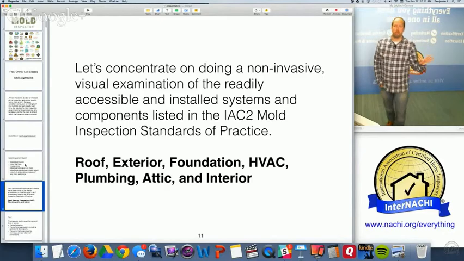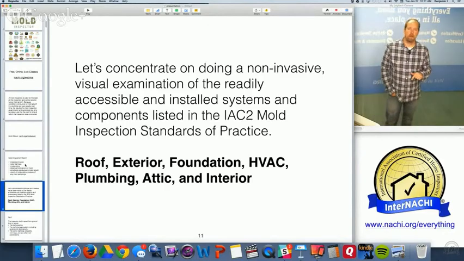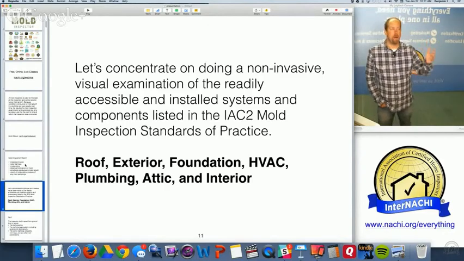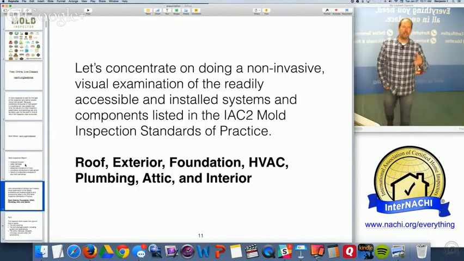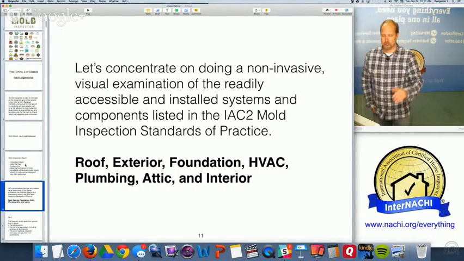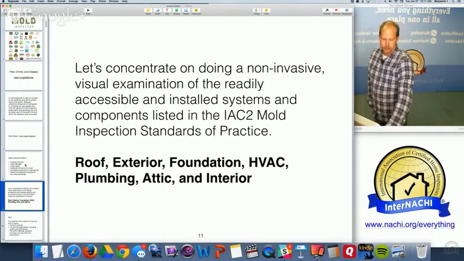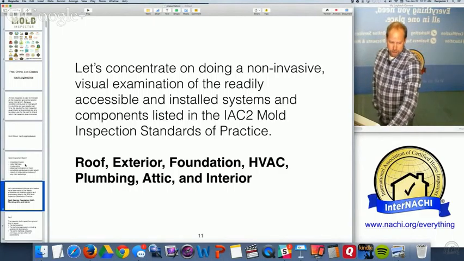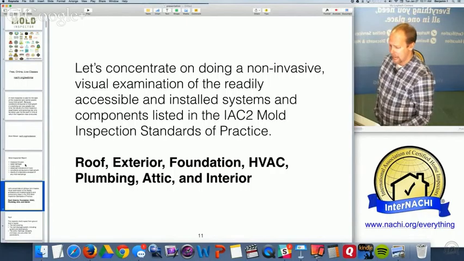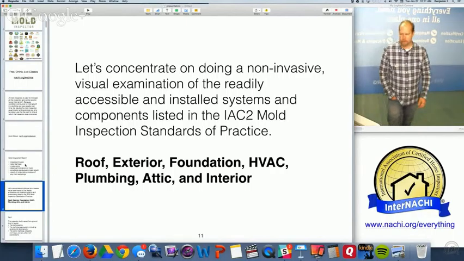Same thing with the mold inspection standards of practice. You're not required to get on the roof, but you have to inspect it. Why? Because there could be a condition conducive to mold growth happening on that roof. It could be starting at the roof, right? You've got to start where the rain begins hitting the structure. Inspect the exterior, the foundation, HVAC, plumbing, attic, and interior.